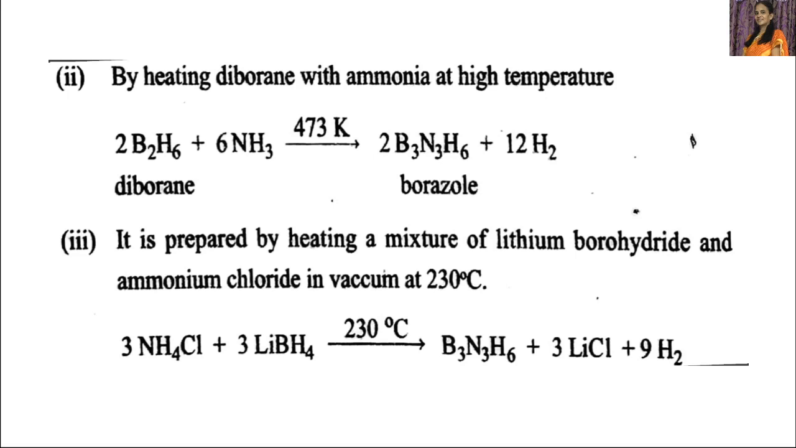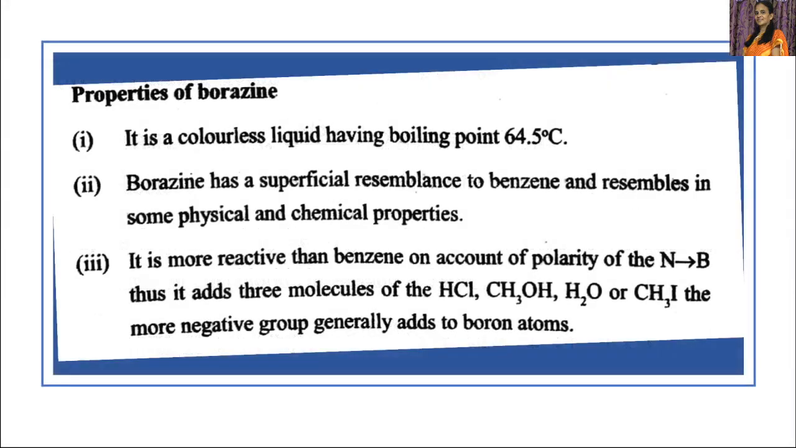Next preparation, it is obtained by heating a mixture of lithium borohydride LiBH4 and ammonium chloride in vacuum at about 230 degrees centigrade. So ammonium chloride and lithium borohydride, on heating this mixture to 230 degrees centigrade, we get B3N3H6. Other products are LiCl and H2. So B3N3H6 is nothing but borazole or borazine. These are the three preparations of borazole.